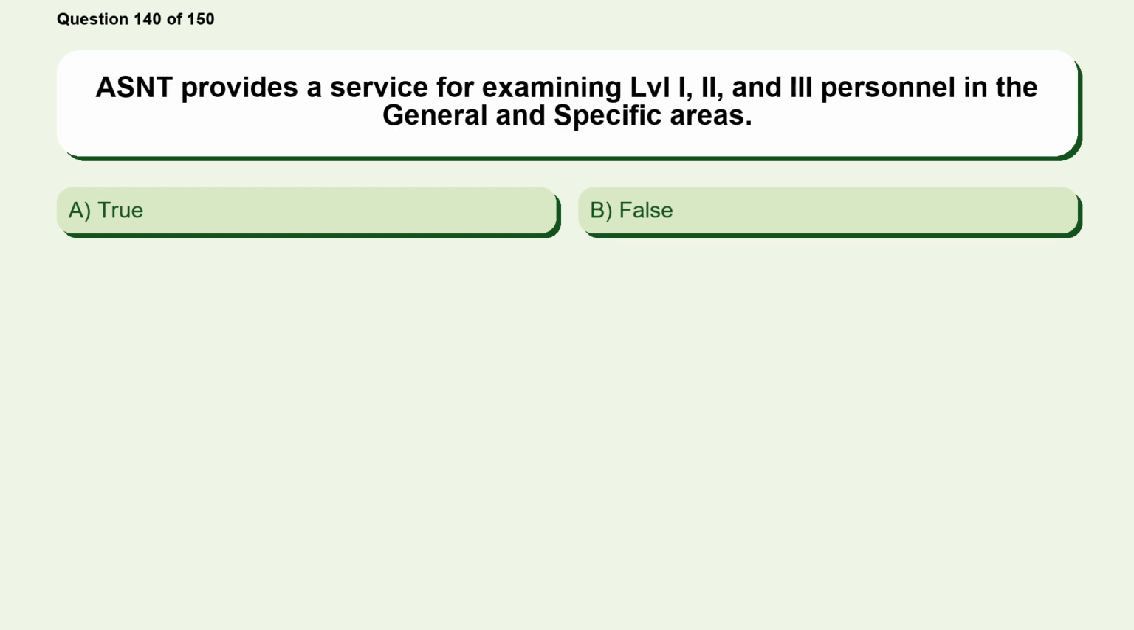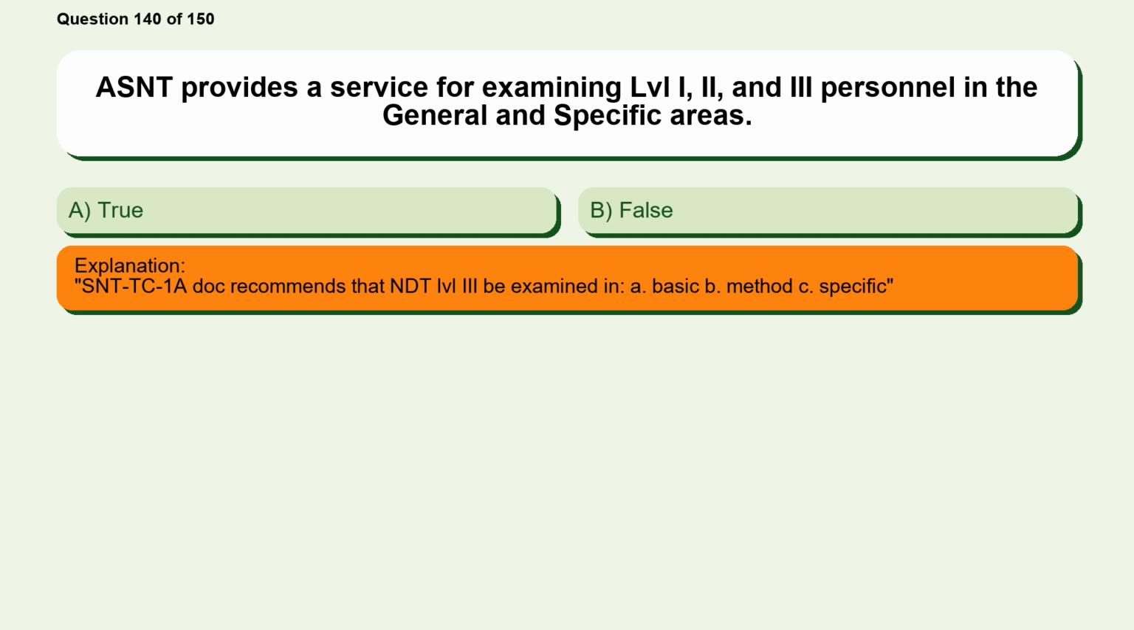Question 140. ASNT provides a service for examining LVL 1, 2, and 3 personnel in the general and specific areas. Option A, true. Option B, false. The correct answer is option false. SNT-TC-1A recommends that NDT LVL 3 be examined in A, basic, B, method, C, specific.